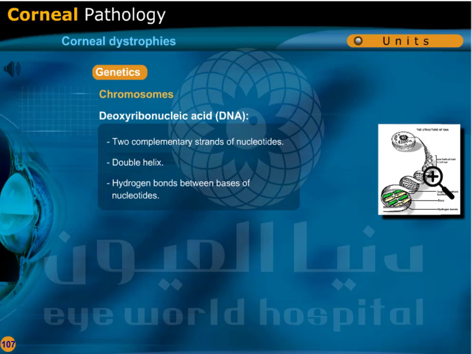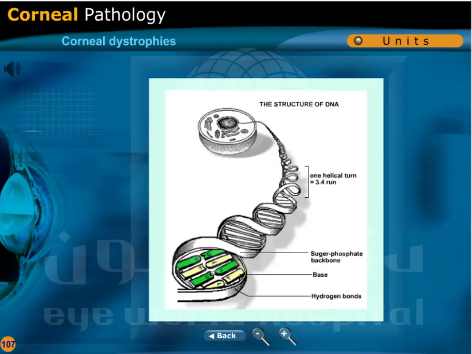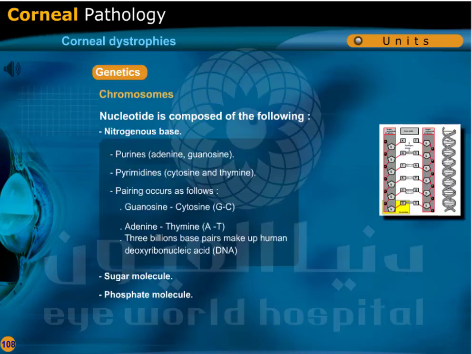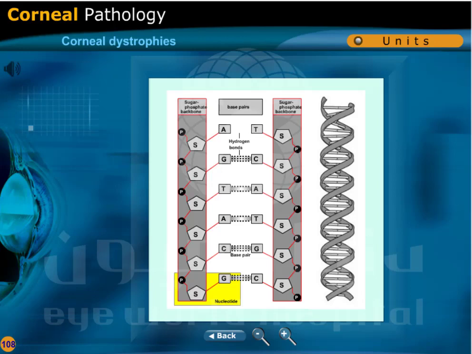Chromosomes are made of supercoils of DNA: euchromatin, light stained with active genes, and heterochromatin, inactive, unexpressed, repetitive DNA. Deoxyribonucleic acid, or DNA, is formed of 2 complementary strands of nucleotides. Double helix, hydrogen bonds occur between bases of nucleotides. A nucleotide is composed of a phosphate molecule, a sugar molecule, and a nitrogenous base. Purines such as adenine and guanosine, or pyrimidines such as cytosine and thymine. Pairing occurs as follows: guanosine with cytosine and adenine with thymine. 3 billion pairs of bases make up human DNA.